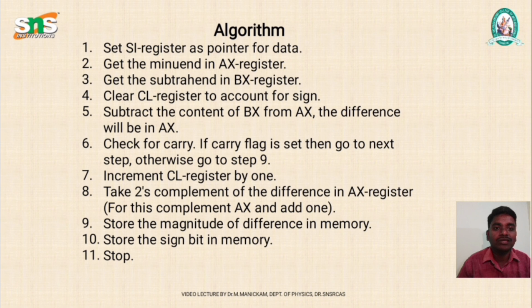Then take the 2's complement of the difference in the AX register. For this, complement AX and add 1. So here we are taking the 2's complement of the subtraction value. Then store the magnitude of the difference in memory. After the subtraction, the difference value will be stored at a particular address.